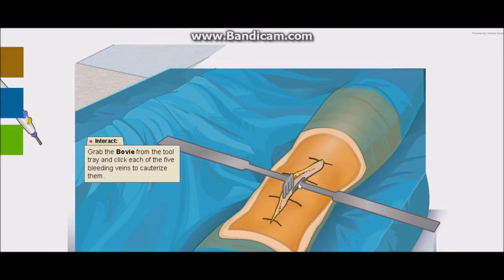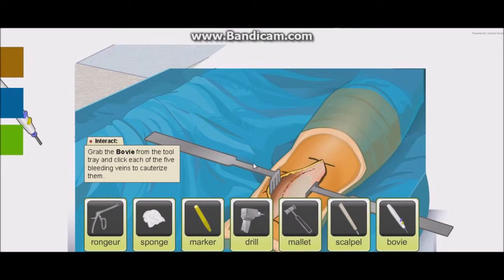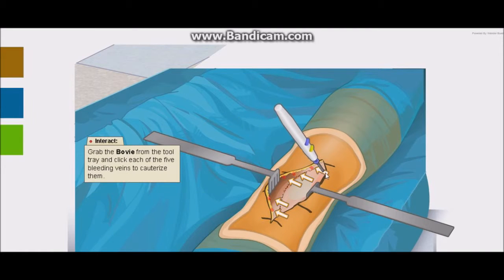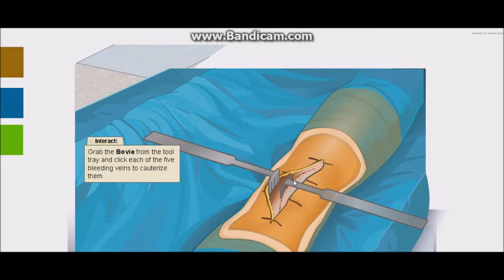Let's use the Bovie pencil to cauterize the veins. This will help decrease blood flow into the surgical field. The rake retractors pull the skin and tissue out of the way, exposing our patient's knee.